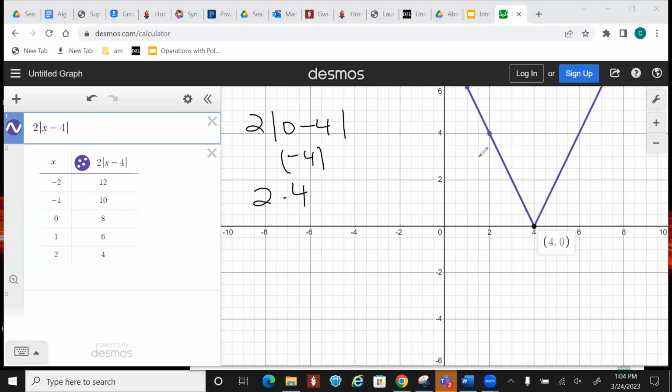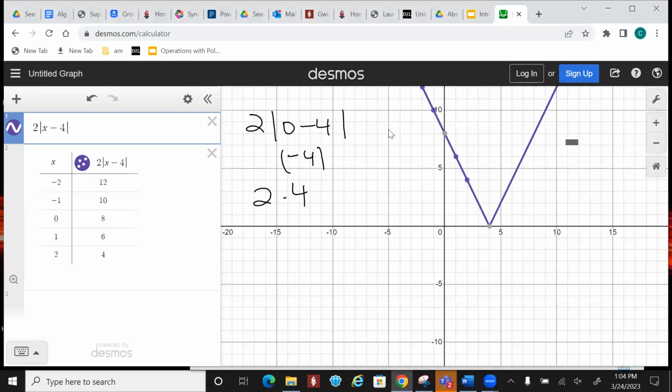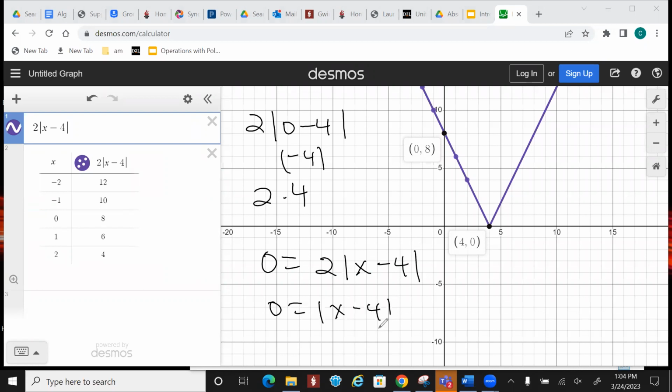When you find your x-intercept, your y value is 0. Y value is 0 for your x-intercept. See this point? You see this point? How did we get 4? If I took the equation and I set it equal to 0 and then solved, I would divide by 2, and then I'd get this, and then I'd add 4 to the other side. X would equal 4. I made a whole mess.